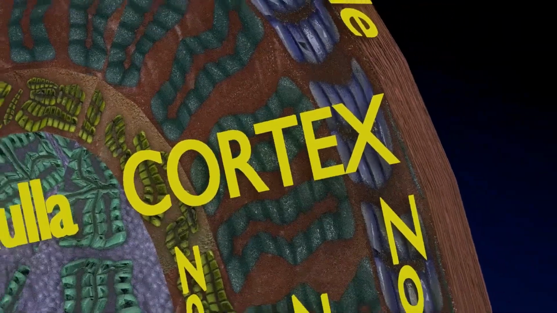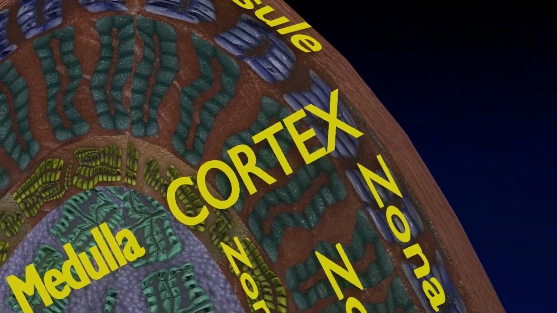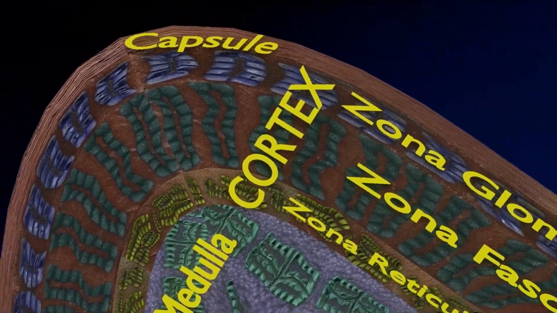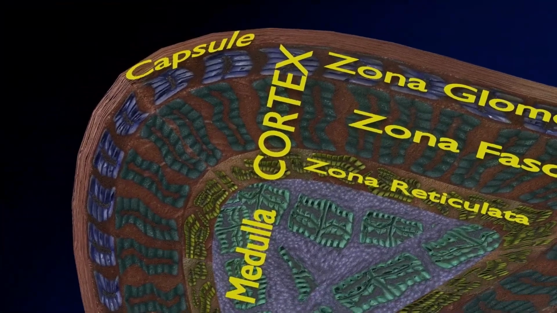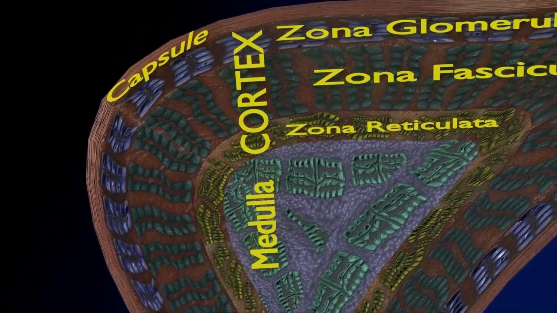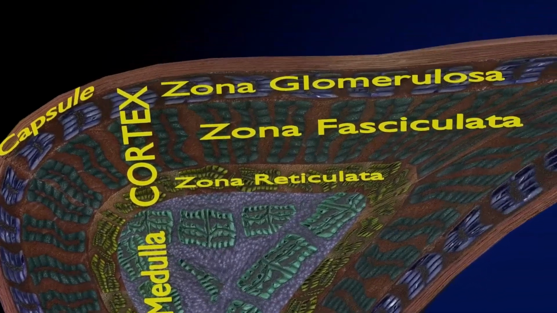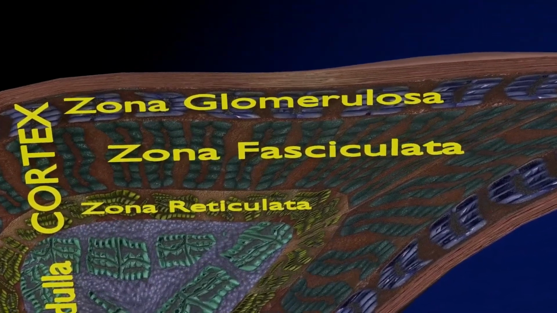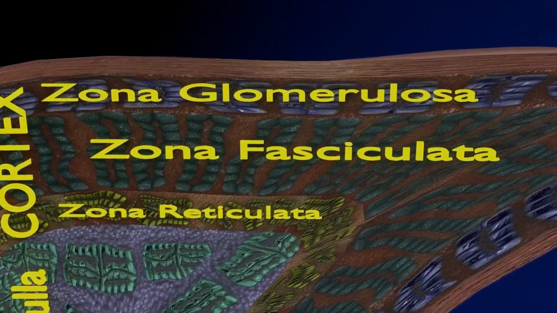The outer adrenal cortex is the largest zone of adrenal gland. It is divided into 3 separate zones from outside to inside. The zona glomerulosa, the zona fasciculata, and the zona reticularis.